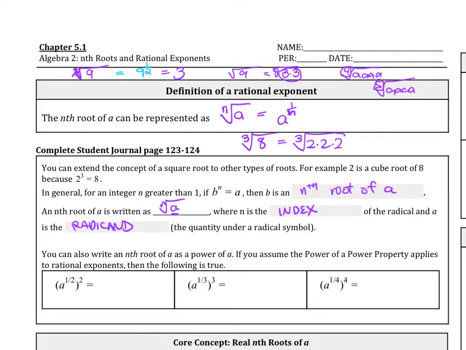So the index, I remember that because n is just like index has an n, so that has an n, so that is how I remember the index. And then notice that the index here is in the denominator of a rational exponent. Rational exponent just means a fractional exponent. So the index is the denominator there.